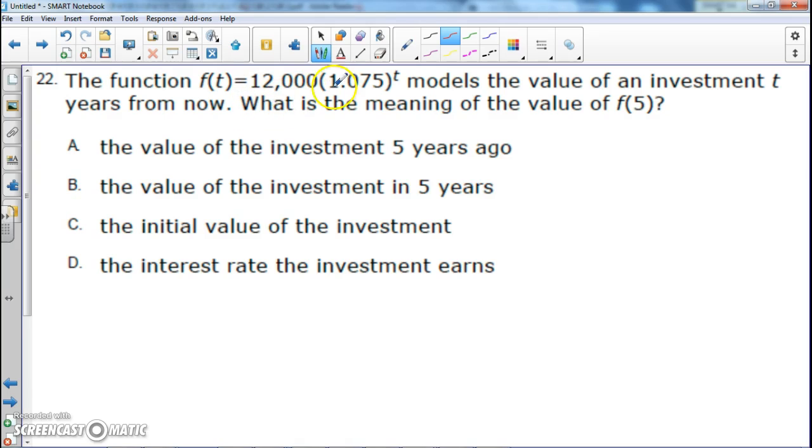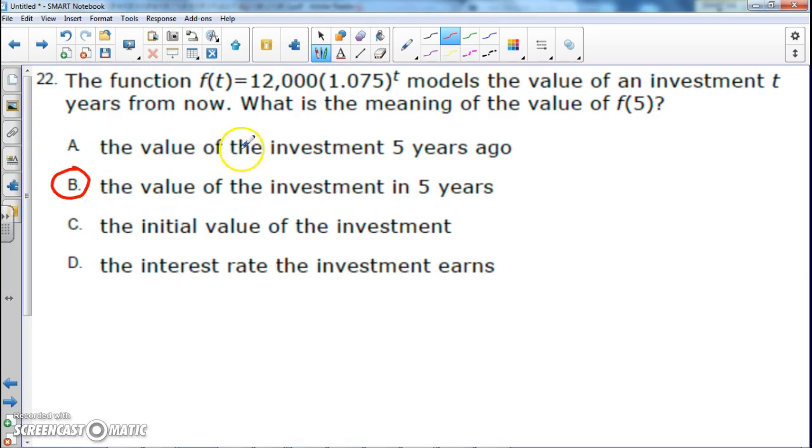So our function models the value of an investment. That's what f of t stands for. T stands for the years that the investment has been growing. So if we plug in 5 for t, we're essentially saying that 5 years have passed by, 5 years that the investment has been growing. So the correct answer would be B, the value of the investment in 5 years.